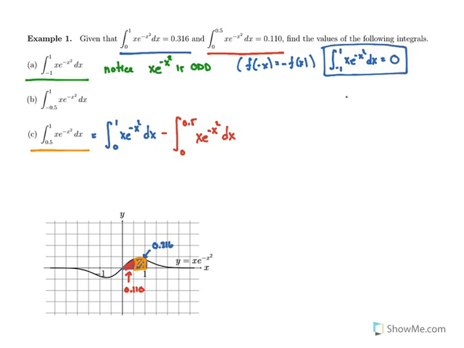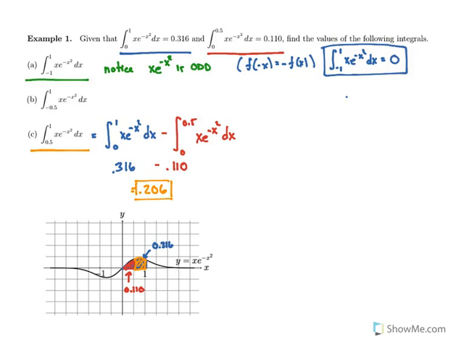So we know what these values are. This is going to be 0.316, and we're going to subtract off 0.110, and that's going to give us a total of 0.206. So that's our second answer to part C.